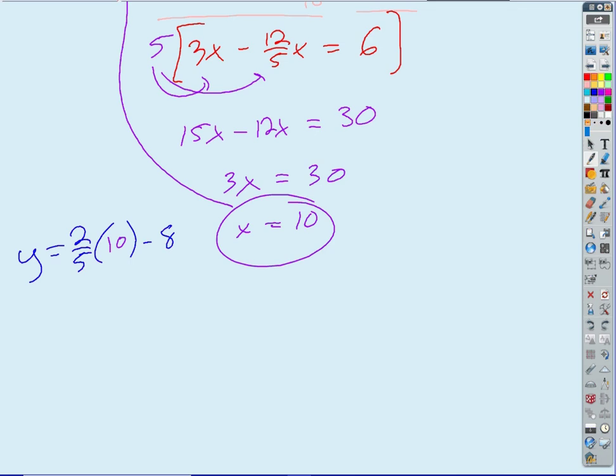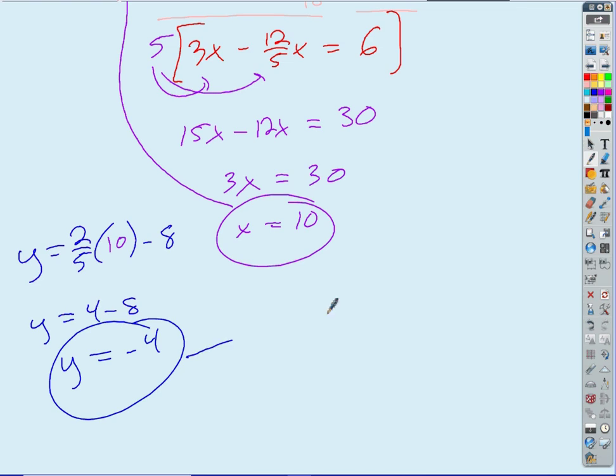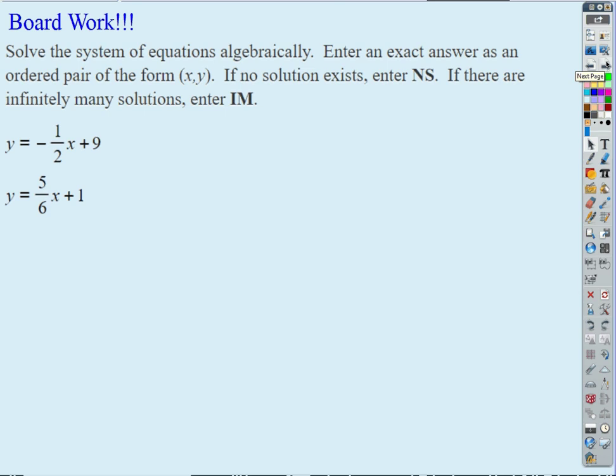20. Yeah, good, 20 over 5, which is 4, so I'm gonna get y equals 4 minus 8, so what's that? Good, so I got both parts of it then, right? I've got my ordered pair, what goes first? 10. And then negative 4, and how would I check it? Plug it in to both equations, right? Okay, try it. Little board work. Have at it. Is that broken? And a little harder problem.